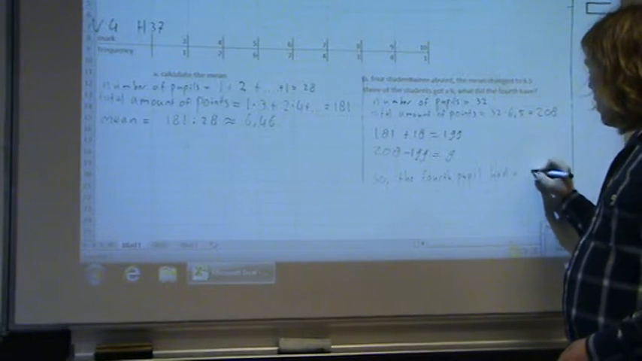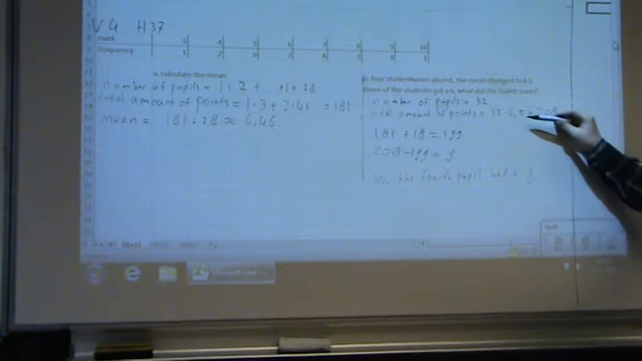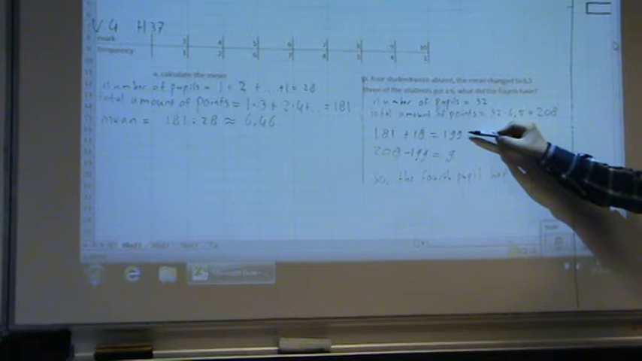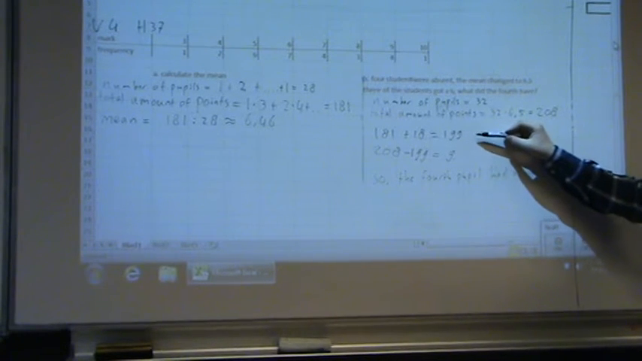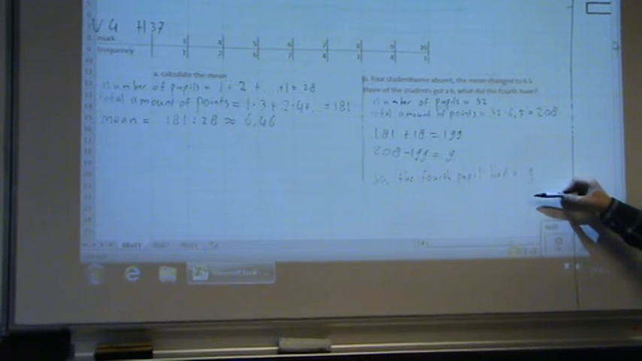had a 9. Alright, so first calculate the number of pupils, calculate what the amount of points has to be, calculate what the amount is without the fourth pupil, then calculate the difference, and the difference is that mark. So we had a 9.